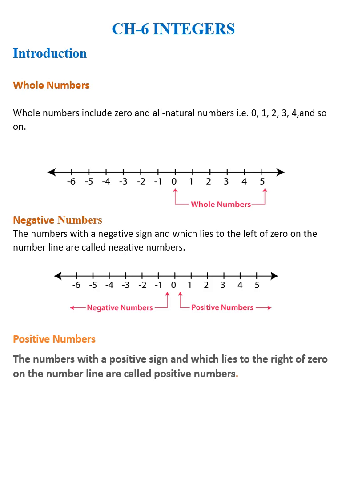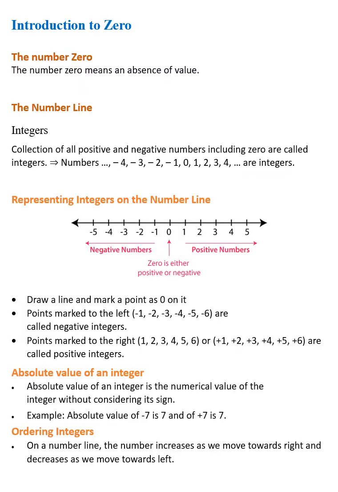Negative numbers are the numbers with a negative sign, which lie to the left of 0 on the number line. You can see the negative numbers on the number line here. The numbers with a positive sign, which lie to the right of 0 on the number line, are called the positive numbers. Now, introduction to 0. 0 is nothing but just the absence of a value.